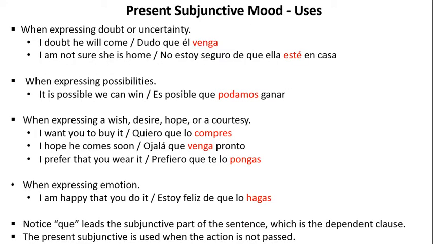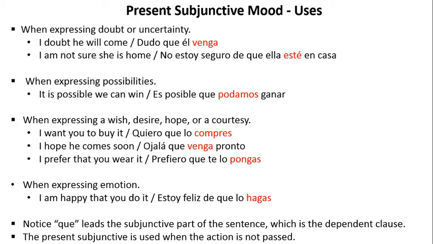Now let's get into the uses of the present subjunctive mood in more detail. We use it when expressing doubt or uncertainty. For example, I doubt he will come. Dudo que él venga. I am not sure she is home. No estoy seguro de que ella esté en casa. We use it when expressing possibilities. It is possible we can win. Es posible que podamos ganar.